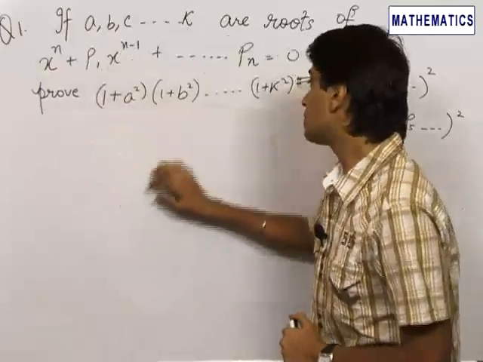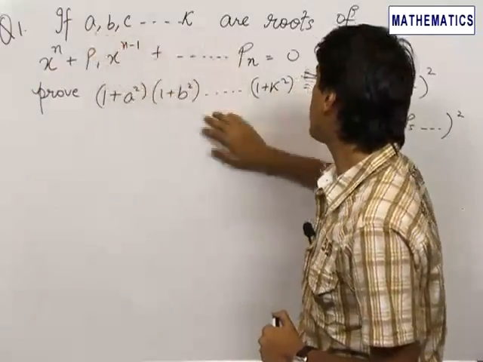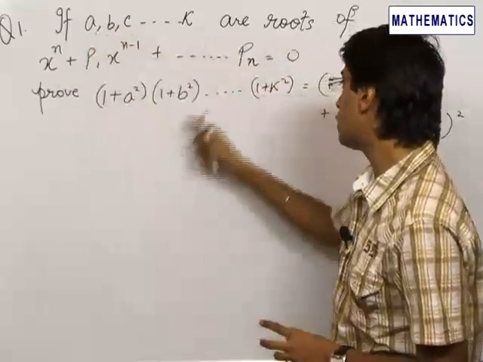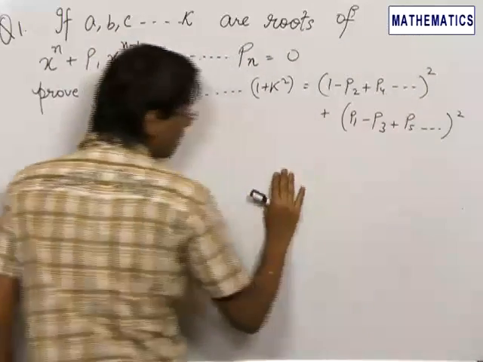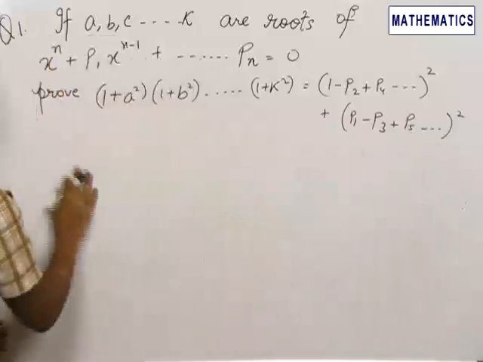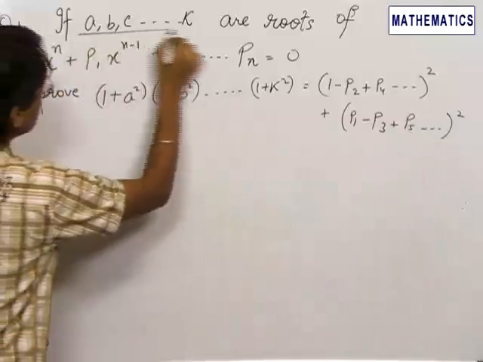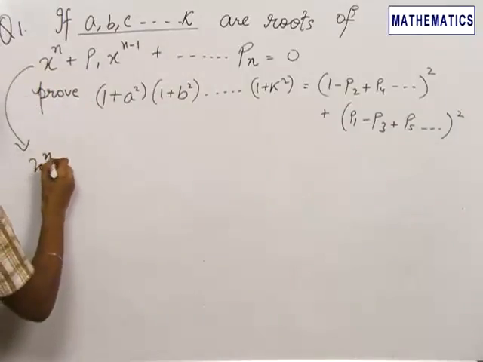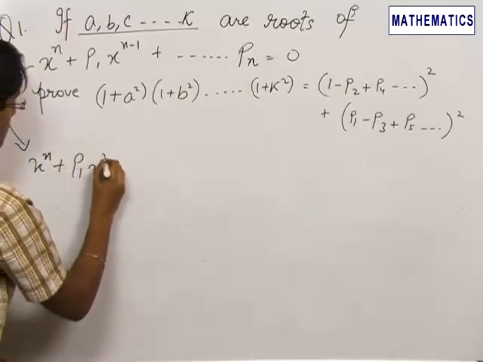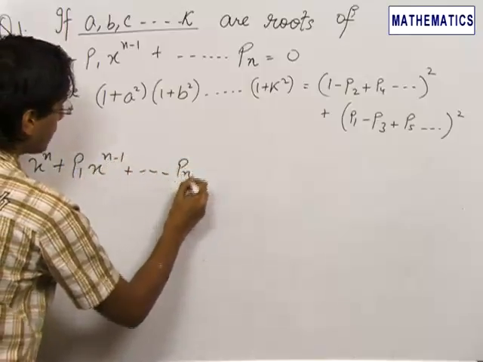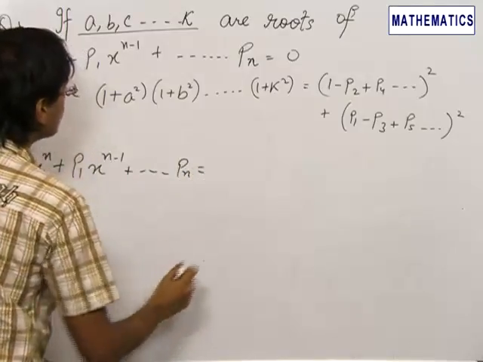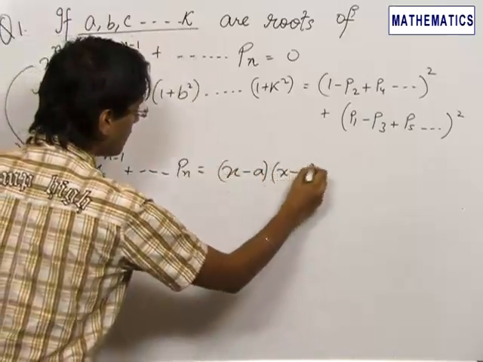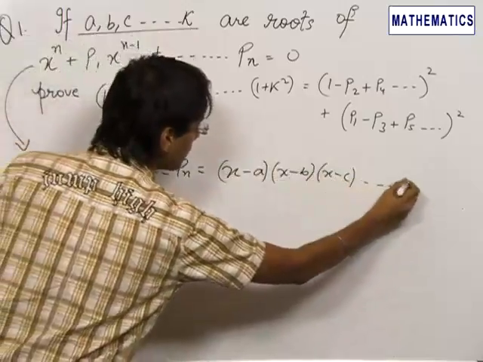The first problem which we have is we are given that a, b, c up to k are the roots of this equation, and we need to prove that 1 plus a square into 1 plus b square up to 1 plus k square is equal to this thing. Now starting with the fact that a, b, c up to k are the roots of this equation, we can write it as x power n plus p1 into x power n minus 1 up to pn is equal to, since these are the roots, it can be written as x minus a, x minus b, x minus c up till x minus k.